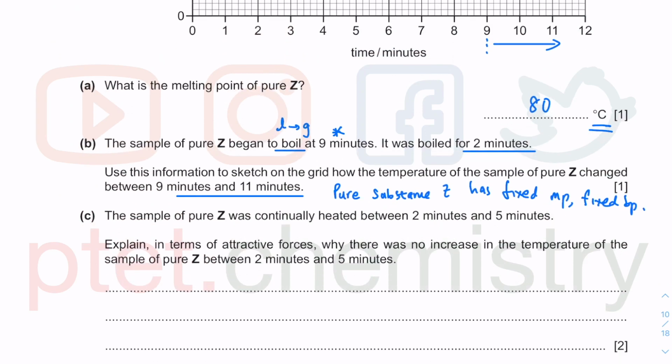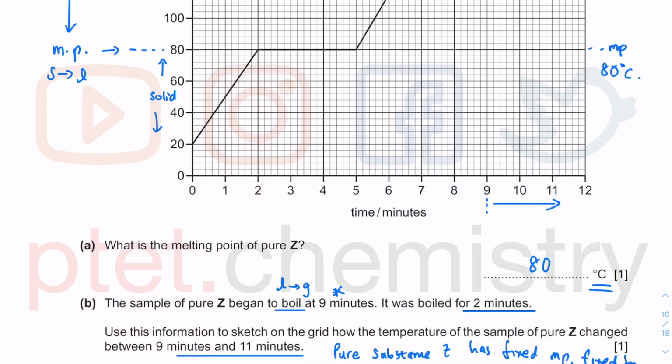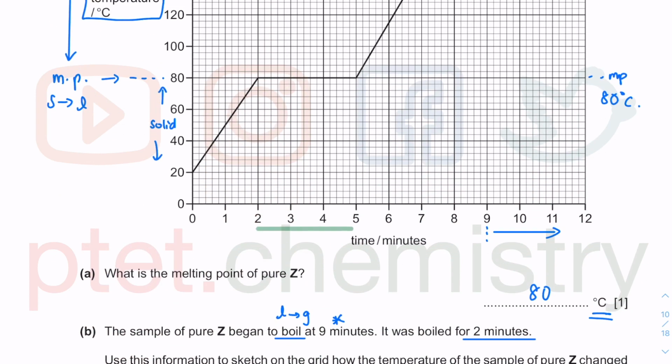So what else? The sample of pure Z was continuously heated between the 2nd and the 5th minute. So between the 2nd and the 5th minute, we have a temperature change of 0. There was no temperature change at all from the 2nd to the 5th minute because that is the melting process going on. So no change in temperature. We also know from kinetic particle theory that temperature is a measure of the average kinetic energy of the particles. These are stated in physics as well. So no change in your kinetic energy because no change in the temperature.